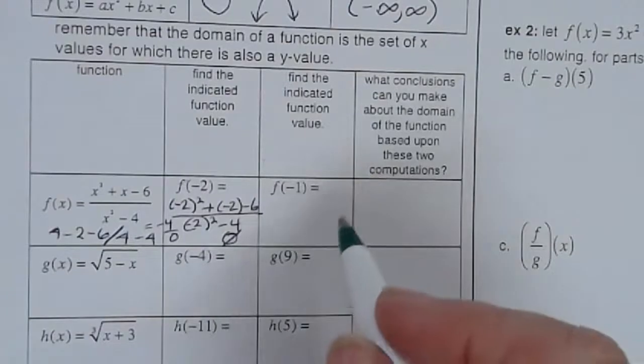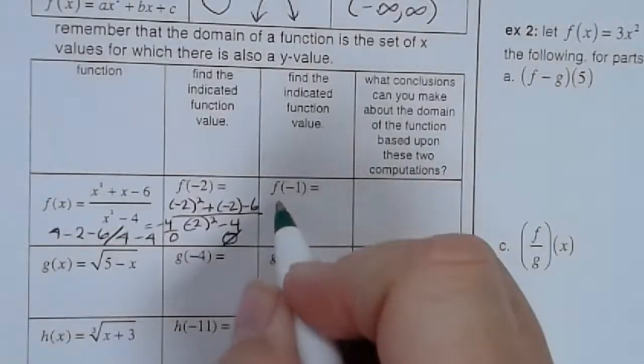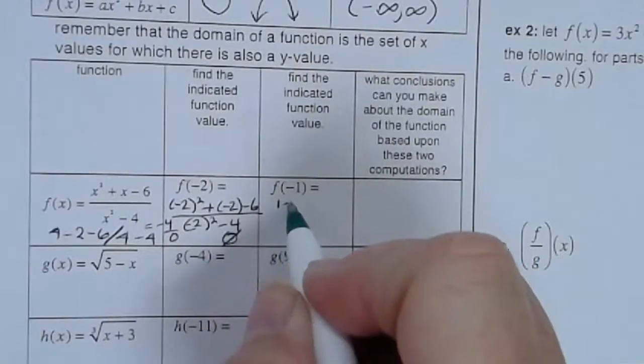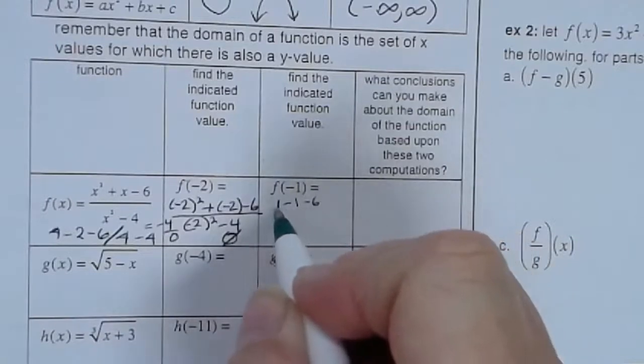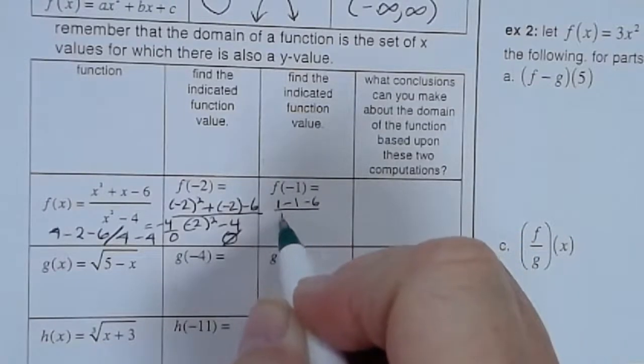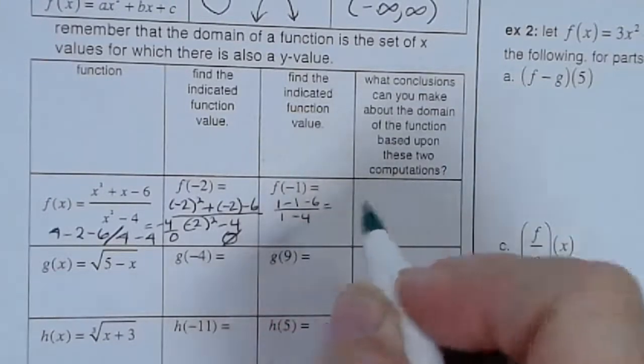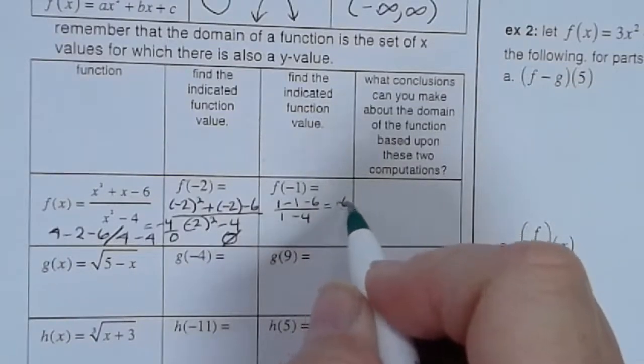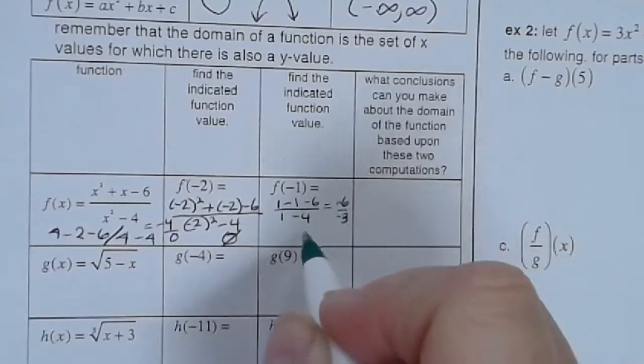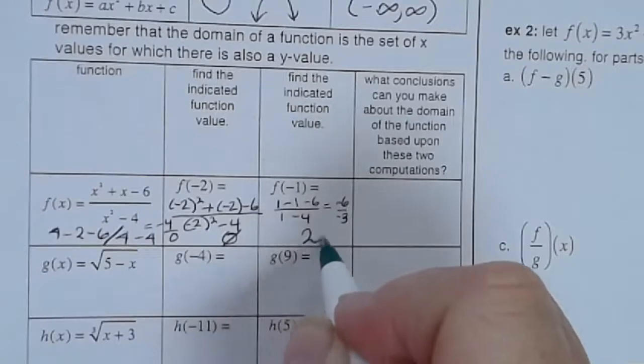F of negative 1, if we were to plug that in, negative 1 squared is 1 minus 1 minus 6 over negative 1 squared, 1 minus 4. So we end up getting negative 6 over negative 3, which is 2.